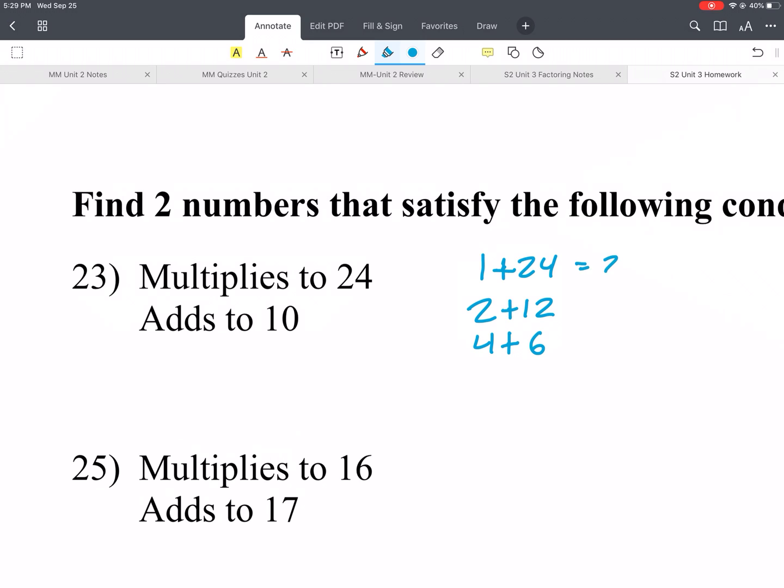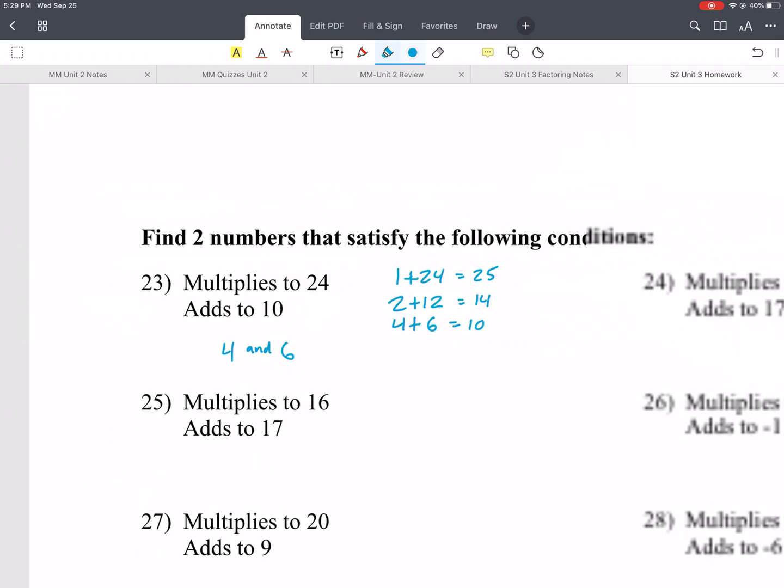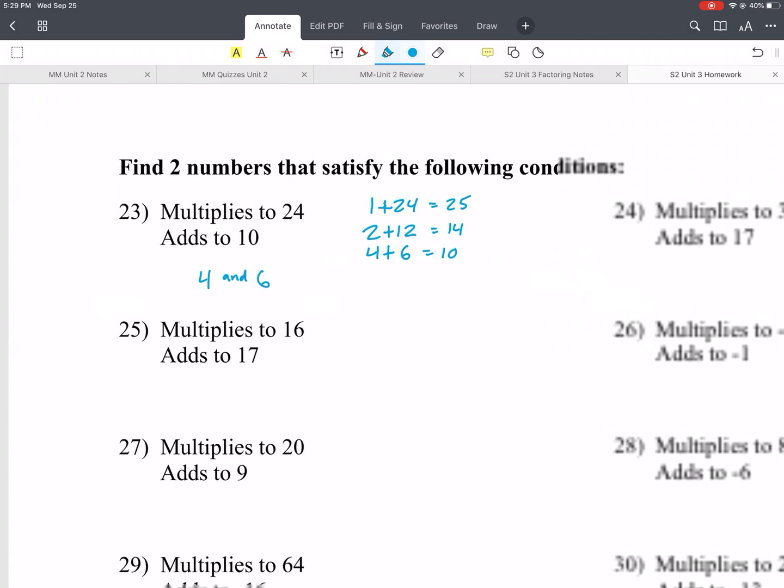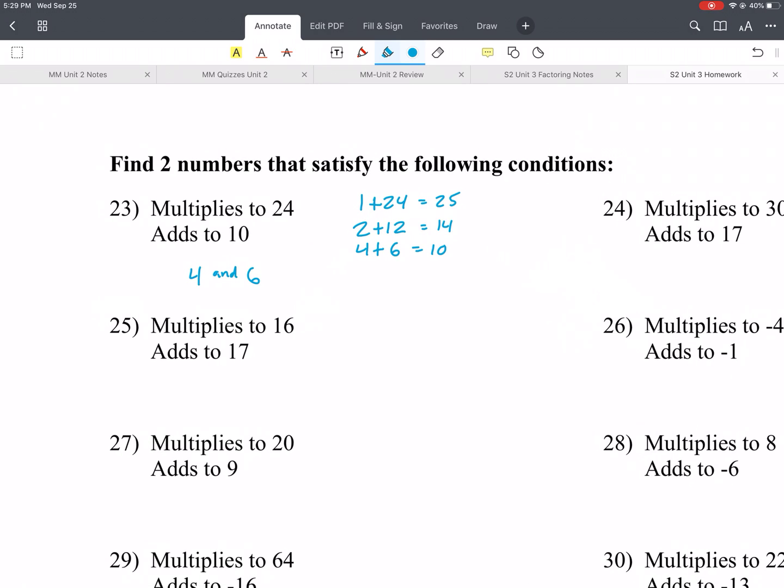Well, this would be 25. This would give us 14. And this would give us 10. So 4 and 6 are the numbers that multiply to give us 24 and add to give us 10. And you may be wondering why we're doing this, but I will tell you all about that next time in class.